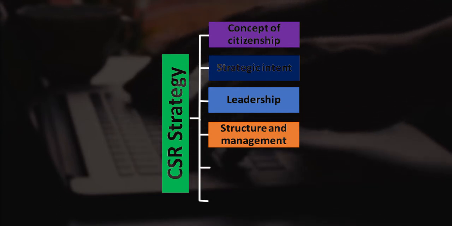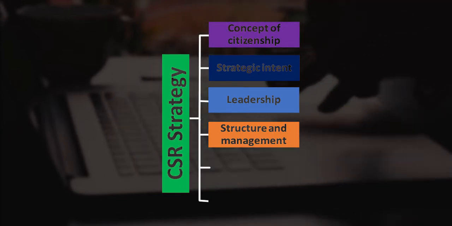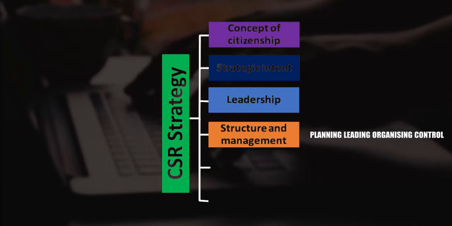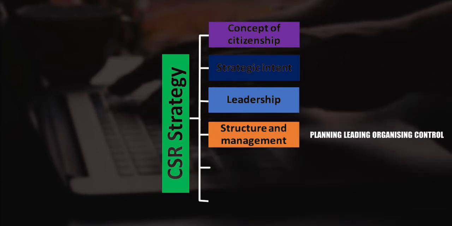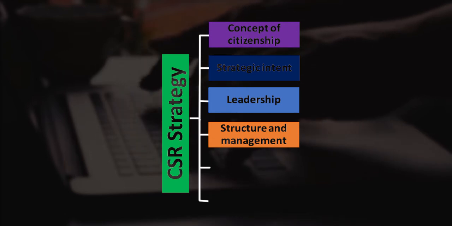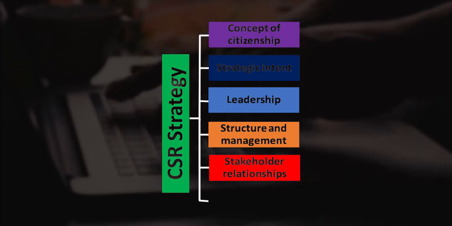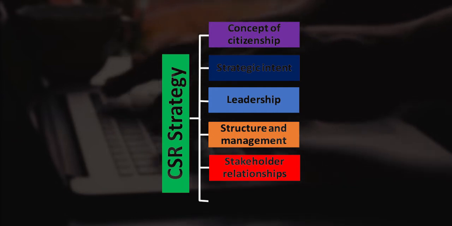Management structure has to ensure that all resources are aligned to the ultimate CSR goals of the business. This means all CSR activities must be planned, organized, driven, and controlled to ensure that the CSR goals are met. Stakeholder relationships. The business has to maintain sound relationships with both internal and external stakeholders.